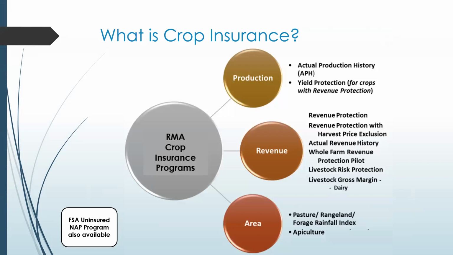Federal crop insurance provides protection from production loss, price decline, or a combination of both for individual commodities. There are production and revenue plans of insurance, which are based on a farmer's actual production history. Area plans of insurance are based on averages in an area, like by county. And then the Farm Service Agency, as we heard before, has the Non-Insured Crop Disaster Assistance Program, known as NAP, that's available in counties where RMA crop insurance is not available for a particular crop. Next slide.